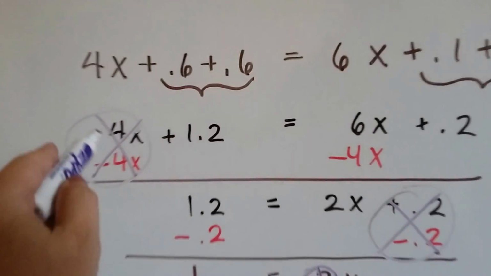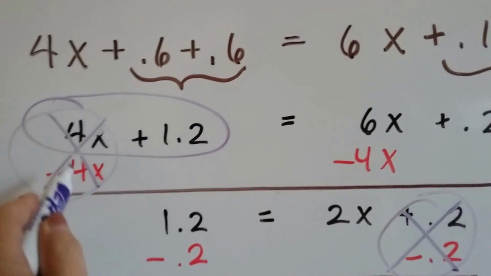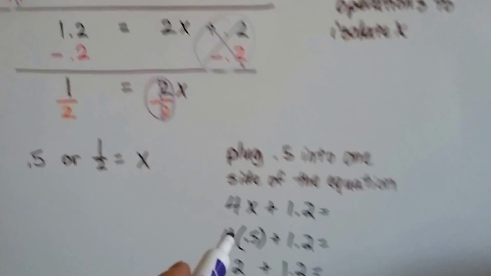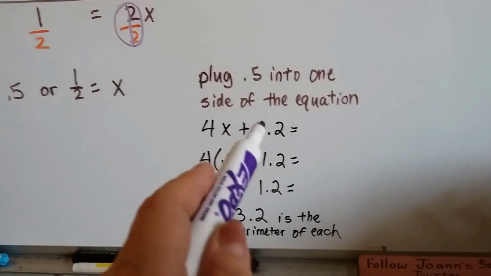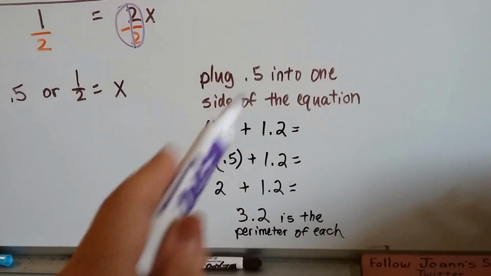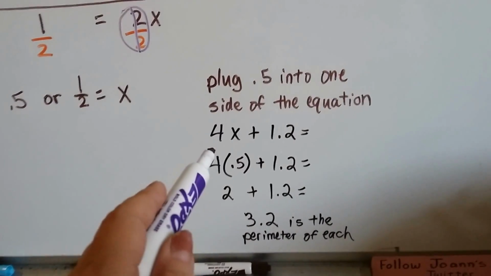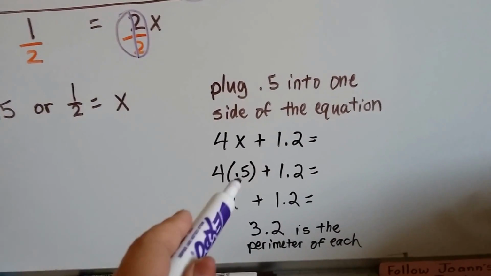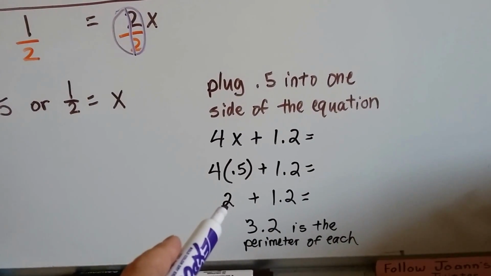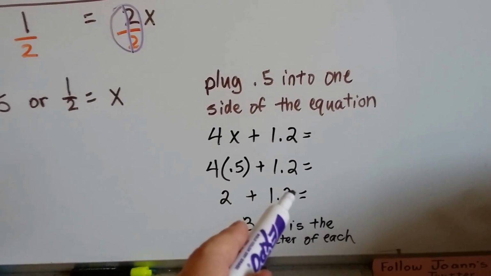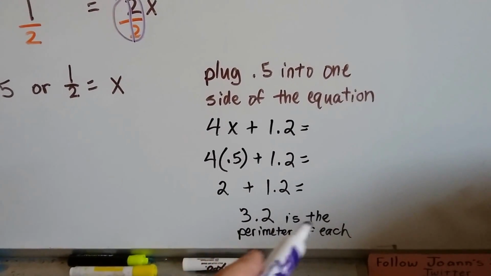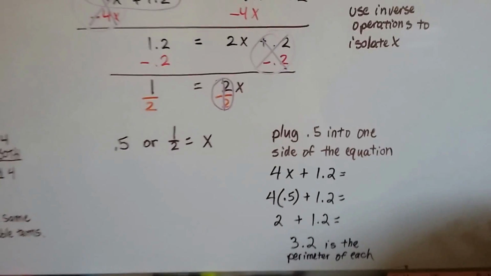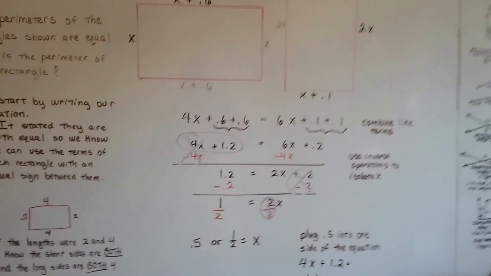So I chose this side, the 4x plus 1.2. So we got 4x plus 1.2, and we're going to put the 0.5 in the place of the x. So now we've got 4 times 0.5 plus 1.2. Well, 4 times 0.5 is 2 whole. So now we got 2 plus 1.2. That means it's 3.2 for the perimeter of each rectangle. See? That wasn't that hard, was it?